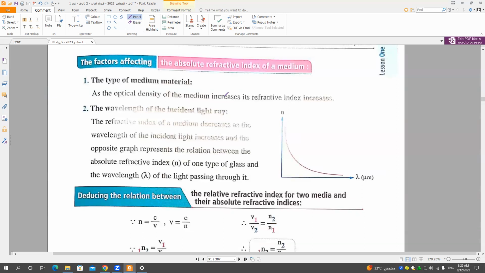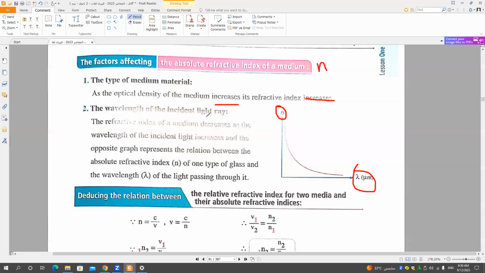What are the factors affecting the absolute refractive index of a medium? Firstly, the type of medium. As the optical density of the medium increases, the absolute refractive index increases and the speed decreases. When the speed decreases, the wavelength also decreases. So they have an inverse relation.